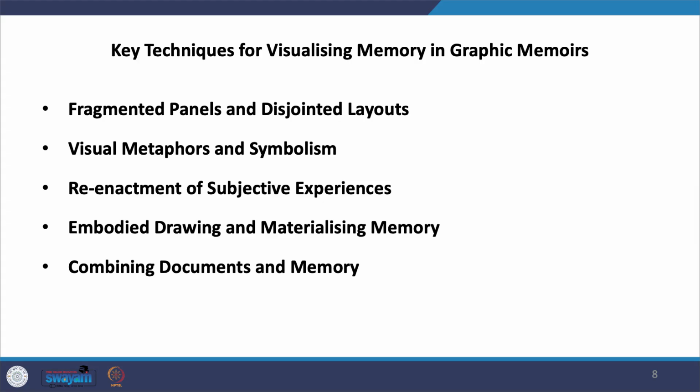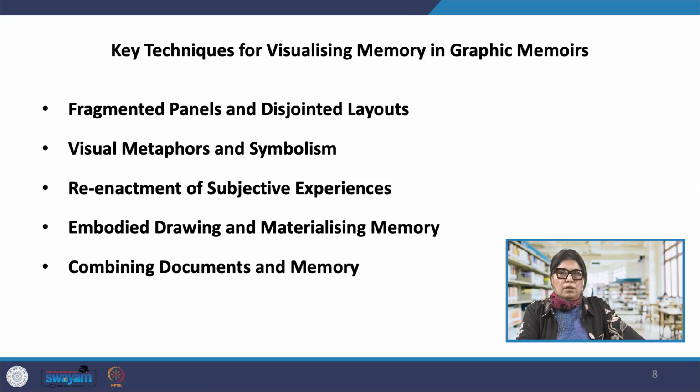Visual metaphor and symbolism. Authors use recurring motifs to represent feelings. For example, broken vases or torn images can signify fragmented memories of loss. Reenactment of subjective experiences: by portraying childhood scenes through an adult's eye or using a surreal art style, creators can show the disorientation of memory. Embodied drawing and materializing memory: the physical, tactile nature of comics, such as drawing style variations, highlights the bodily impact of memory.